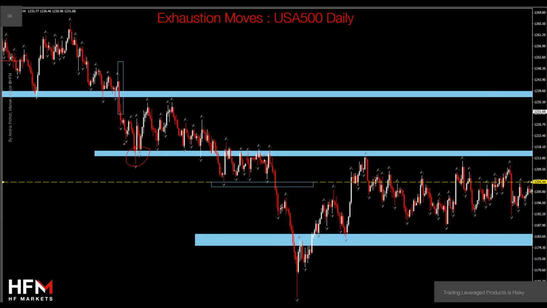Here. Actually, we had an evening star formation over here as well. Here. Exhaustion moves at the support level, now turning to resistance level. Rebound at the support level, so up. Here, repeated floor, repeated ceiling, so we had an immediate resistance and support level.